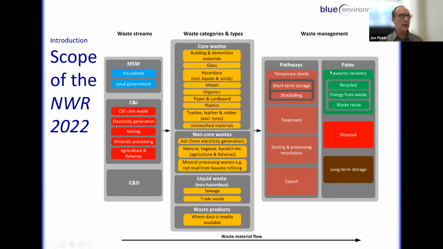And we also then report on waste management. We divide that into two types. There's the pathways, interim stages, and then there's the fates. And the fates are resource recovery, consisting of recycling, energy from waste, and waste reuse, then disposal, and long-term storage. And the pathways is various things. For example, a materials recovery facility is considered a pathway.